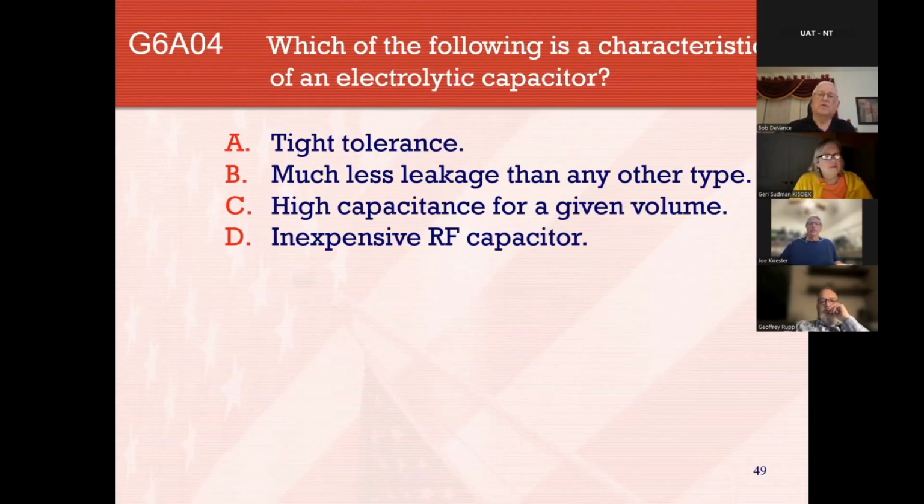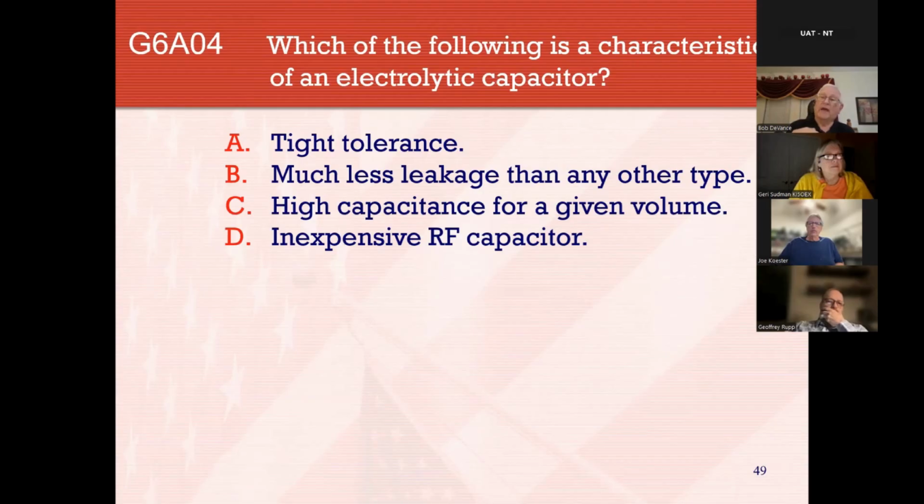Which of the following is a characteristic of an electrolytic capacitor? The electrolytic is a special type of capacitor that gives us a lot of capacity in a small place. And the way they do that generally is by using foil plates. We talked about a capacitor being two metal plates separated by an insulator. So an electrolytic capacitor is usually aluminum foil for the plates, separated by a wax paper type insulator between them.